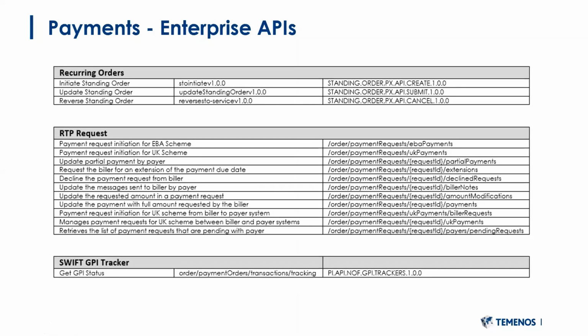Continuing on the enterprise APIs, recurring orders, got some of them there. RTP related, quite a lot of them there. And this last one, Swift GPI tracker. So if your channel wants to show the GPI status, you could call this enterprise API and you will get the status.